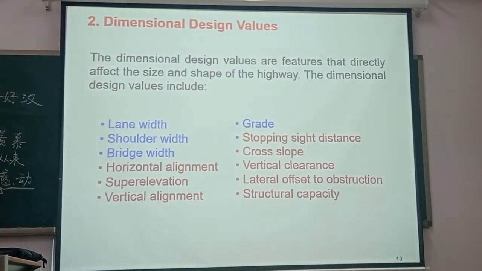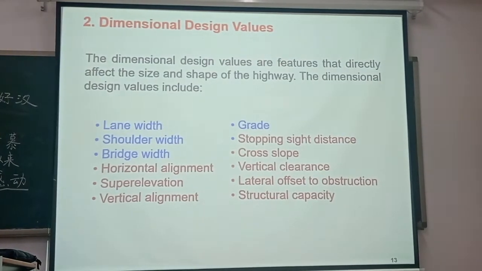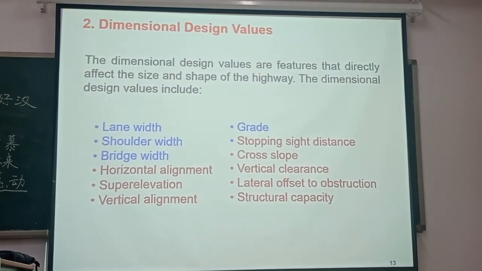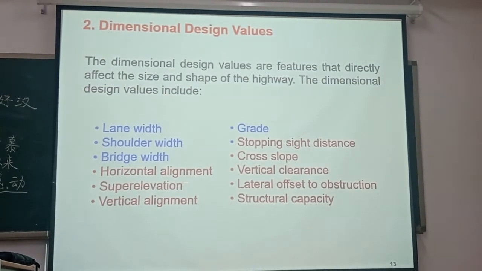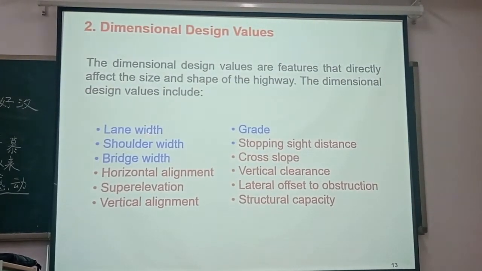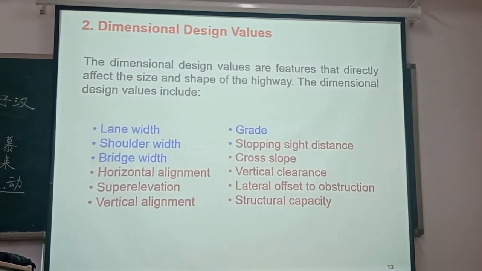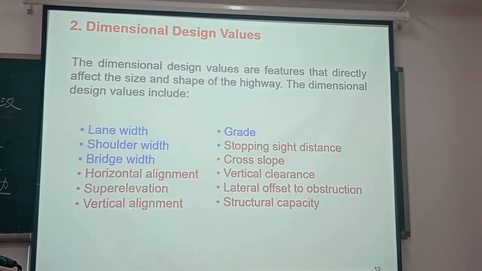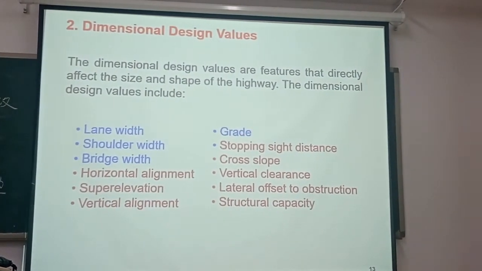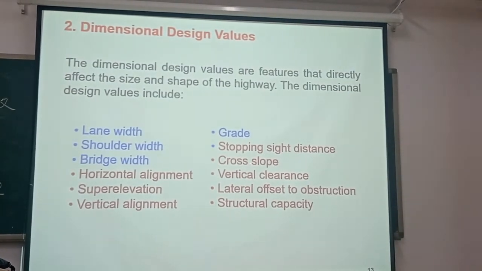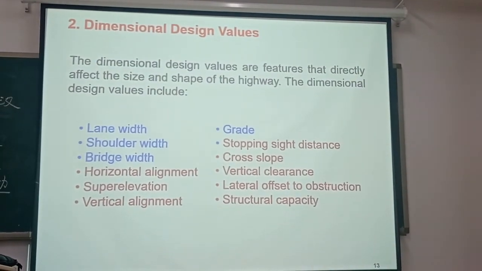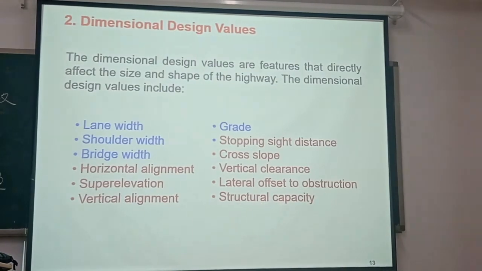Dimensional design values. The dimensional design values are features that directly affect the size and the shape of the highway. Dimensional design values include lane width, shoulder width, bridge width, horizontal alignment, superelevation, vertical alignment, grade, stopping sight distance, cross slope, vertical clearance, lateral offset to obstruction, structural capacity.